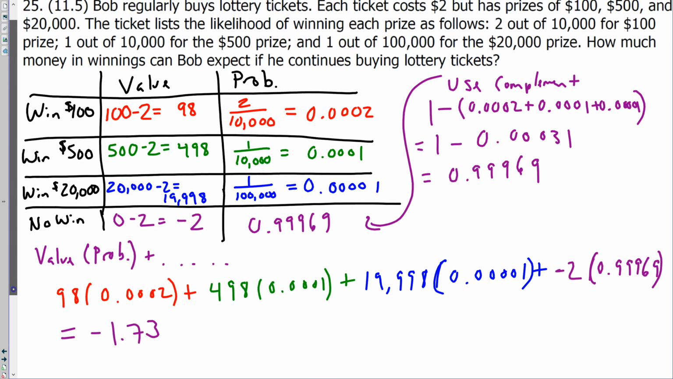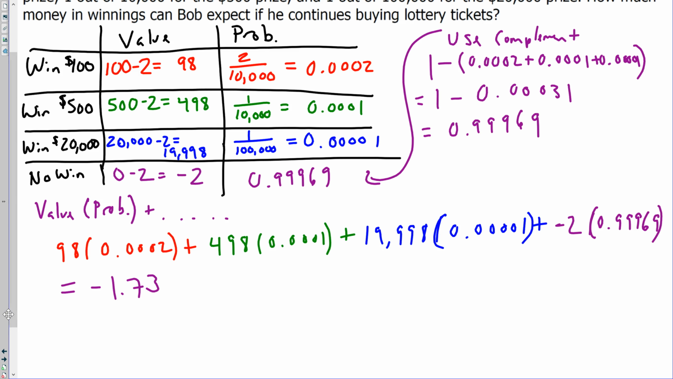So what does that mean in my situation? Well, we're talking about the expected value that Bob's going to get if he keeps playing this game over and over again. So in the long run, what would he expect to happen each time he plays this lottery? So we can see it's a negative number, so he's going to lose money. So Bob will lose, and this is our amount, $1.73 each time he plays.